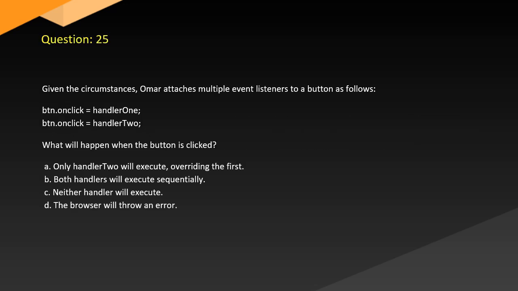Question 25. Given the circumstances, Omar attaches multiple event listeners to a button as follows: btn.onclick = handleOne; btn.onclick = handleTwo. What will happen when the button is clicked? A. Only handleTwo will execute, overriding the first. B. Both handlers will execute sequentially. C. Neither handler will execute. D. The browser will throw an error.